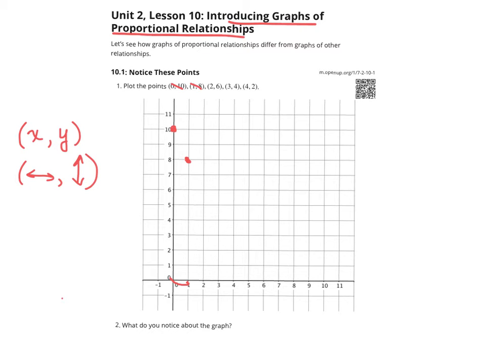Next one says 2, 6. So I'll go over, starting from 0 again. I'm going to go over 2 to the right, 1, 2, and then up 6, which would put me right there. Starting to see a pattern. Can you graph for me those next 2 points? So 3, 4, and 4, 2. Okay, so pause for a second, graph those points.